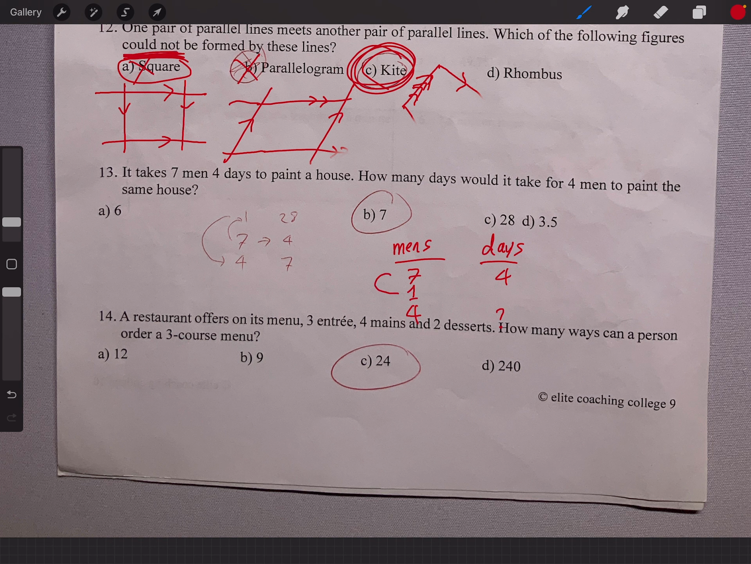So let's go from 7 to 1. We divide it by 7. That means we times 7 to this side. That'll be 28 days. One person by himself will have to do the work 7 times longer than 7 people, right? So instead of taking 4 days, it's going to take 28 days. And then from 1 to 4, we times it by 4 here, and then we divide it by 4 here. 28 divided by 4 would be 7. So that means for 4 men, sorry, I'm getting confused, it will take you 7 days. Okay, we've done a bunch of these before.